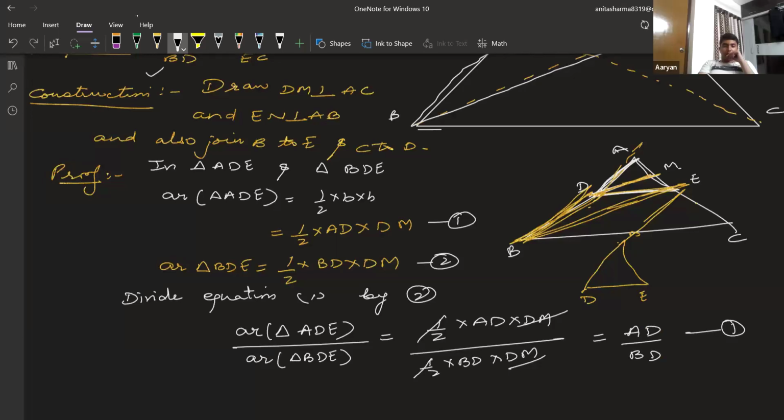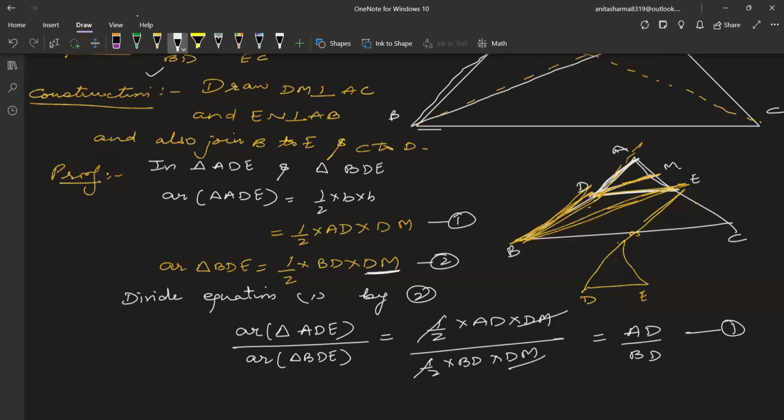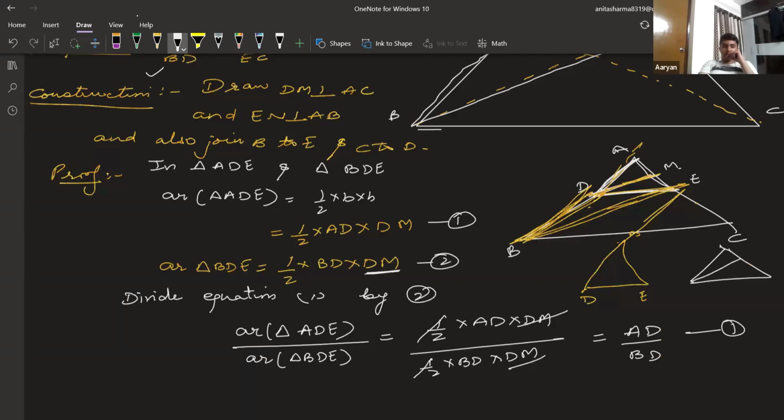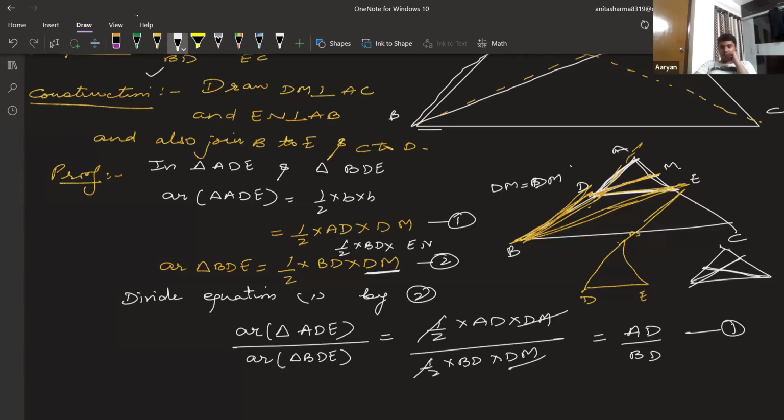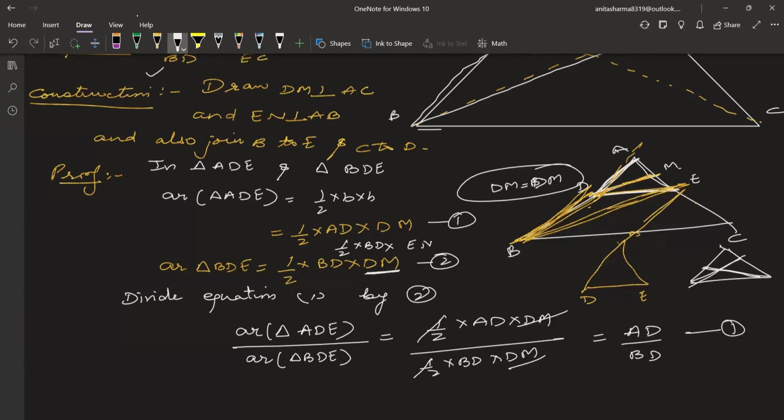I have one doubt, ma'am. How did that area of BD into DM come? This is the triangle, beta. In a triangle, two perpendiculars are there, and both perpendiculars will be equal, because the triangle has the same area. Even you can write here half into BD into EN, and EN and DM will be the same. Clear?